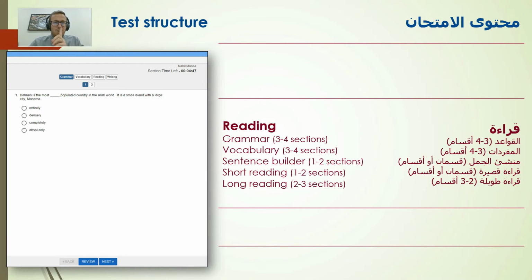The first section is called reading. Now, reading is not just reading, it's also grammar, vocabulary, there is sentence builder, there's a short reading, and there's a long reading. There are sometimes extra sections that they add and they remove, but usually it's these sections. For each one, there is more than one section. So grammar has maybe 4 sections. Vocabulary might have 4 sections.